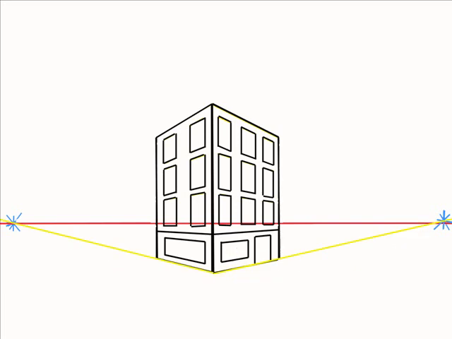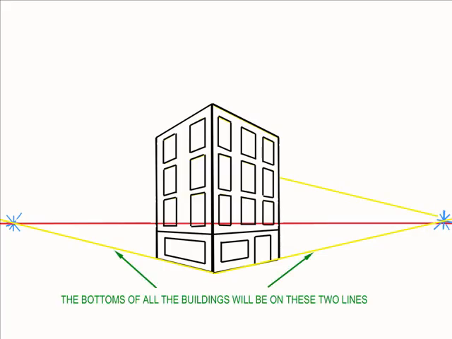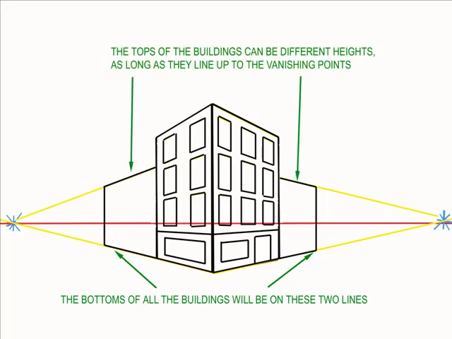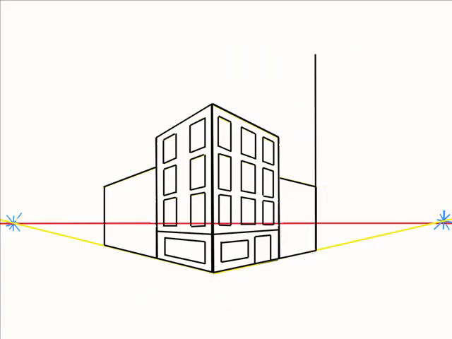Now we can draw buildings going down both streets on either side of the center building. The bottoms of all these new buildings have to line up along these two lines. But the tops of the buildings can be different heights as long as they line up to the correct vanishing point. Going down the right-hand side of the street, let's make a very tall building.